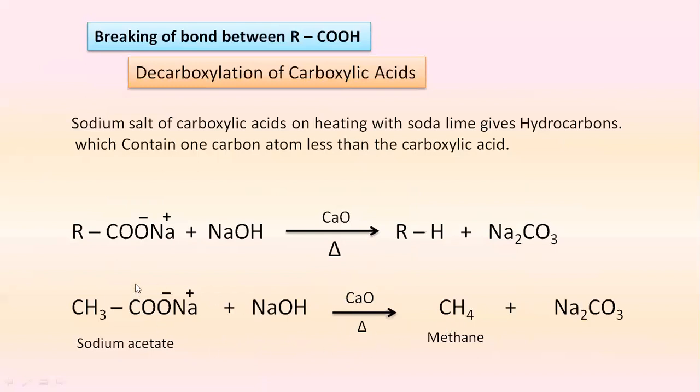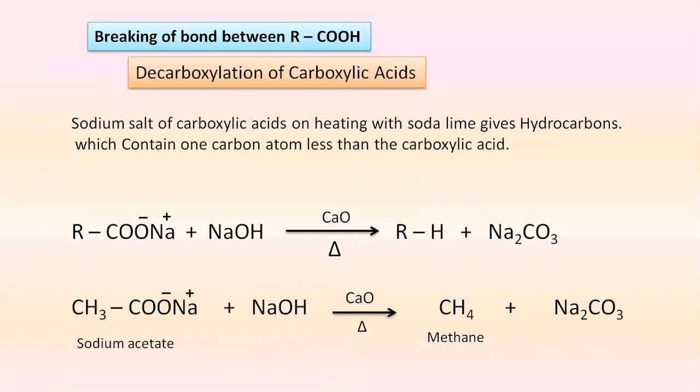See here in the reactant, which bond is broken? The bond between CH3 and C double bond O. That bond breaks, and due to that it forms the side product Na2CO3. Sodium is removed in the form of Na2CO3, and it forms the main product, the hydrocarbon methane, when sodium acetate reacts with the soda lime. So this is about the decarboxylation of carboxylic acid. As the removal of Na2CO3 takes place, it is called a decarboxylation reaction.